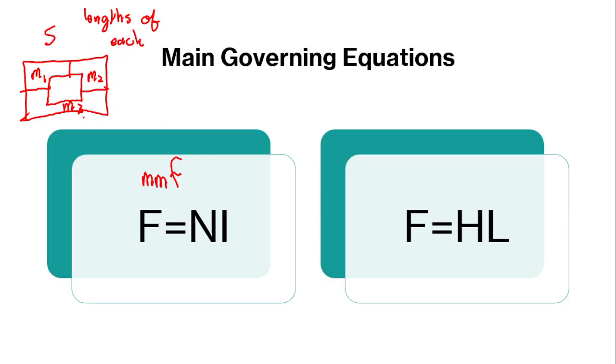So what I want you to tell me is which one will be the easiest one to use: F is equal to Ni, or F is equal to HL. Based on the one you pick, I'll ask you to explain how you will implement it. So yes, you have a little coil coming through. Cool.